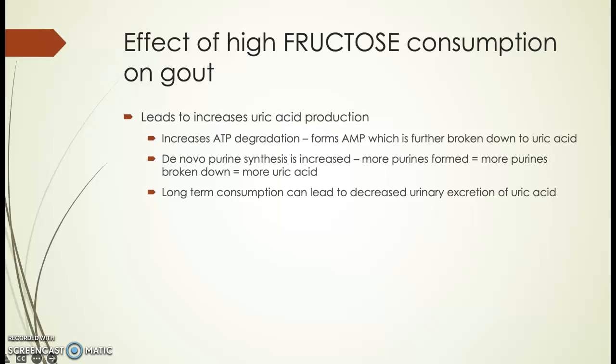Fructose breakdown uses up high amounts of ATP and degrades it to AMP. This increases the rate of purine degradation, and AMP would be further broken down through multiple steps to form the waste product of uric acid. Fructose consumption has also been shown to suppress renal excretion of uric acid over long-term consumption. De novo purine synthesis is increased from taking in fructose. More purines will be made, leading to more purines being broken down and more uric acid being formed.